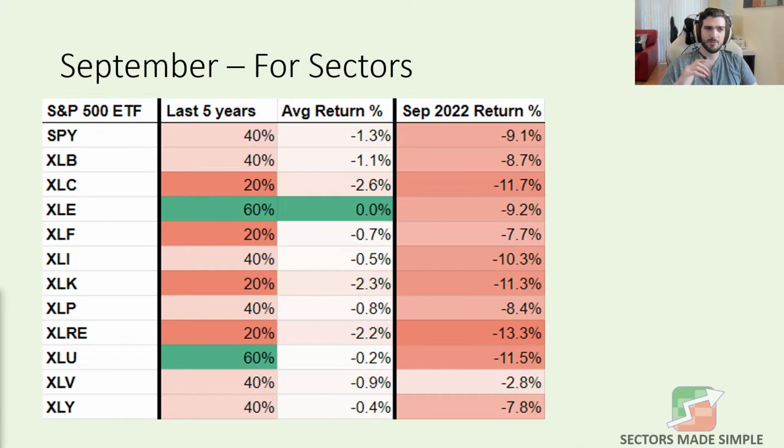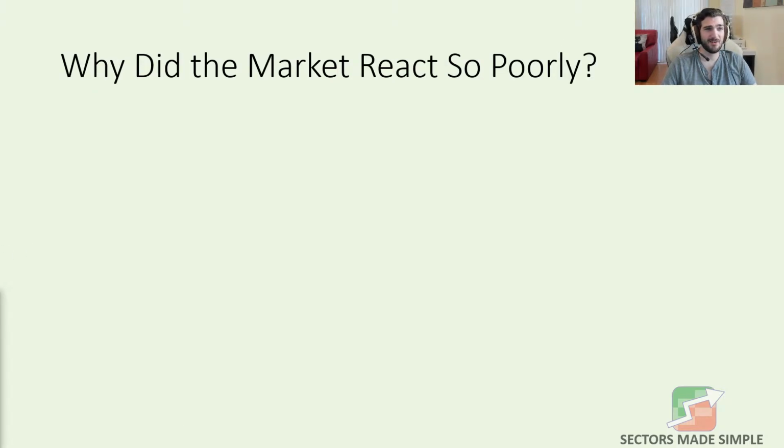So now we know the market predicted losses and losses we got, but nothing predicted how big those losses were going to be. The losses were significant. So now we have to ask, why? What led us to this? Why did the market react so poorly to these announcements? Or rather, to what happened throughout the month?